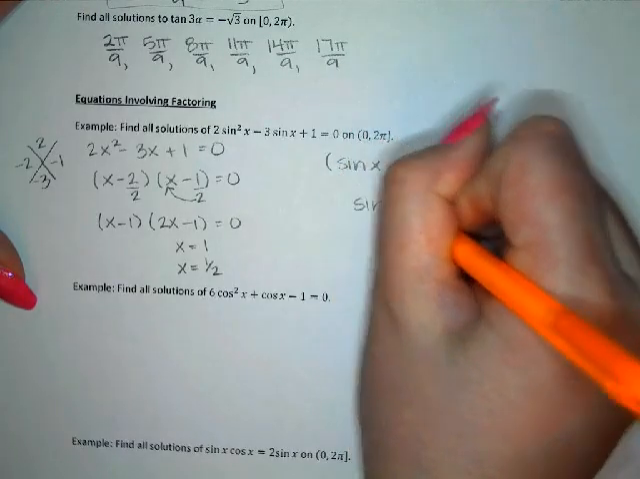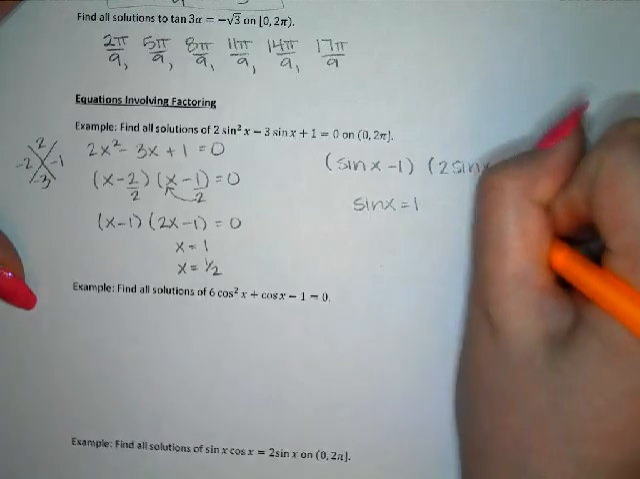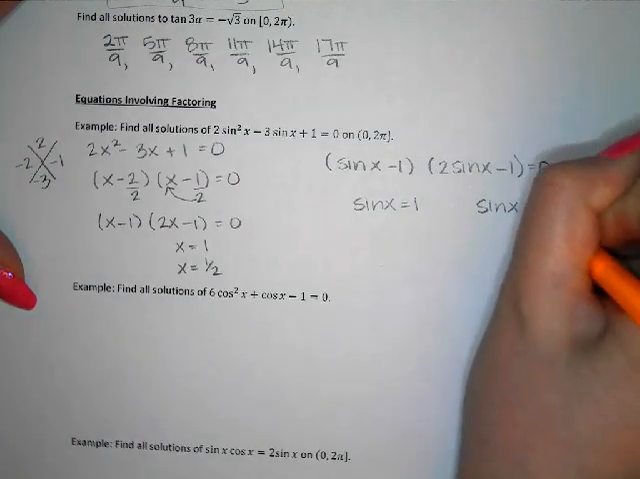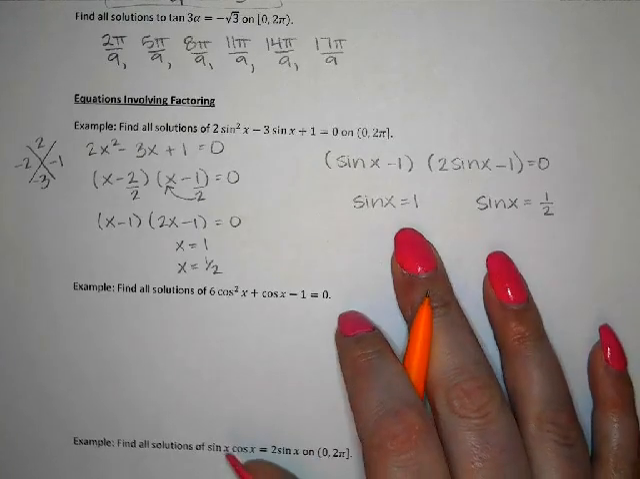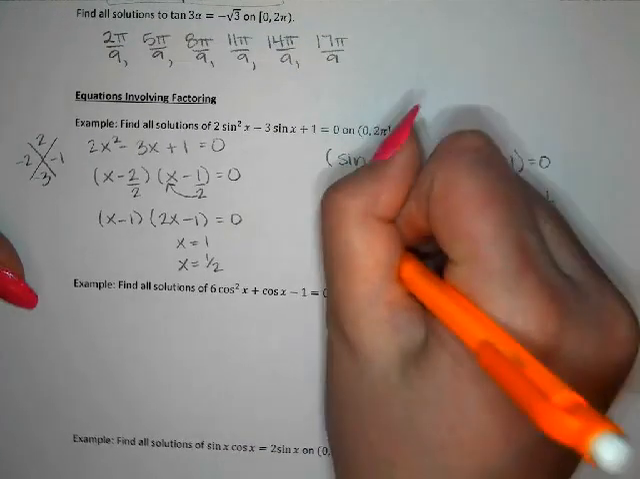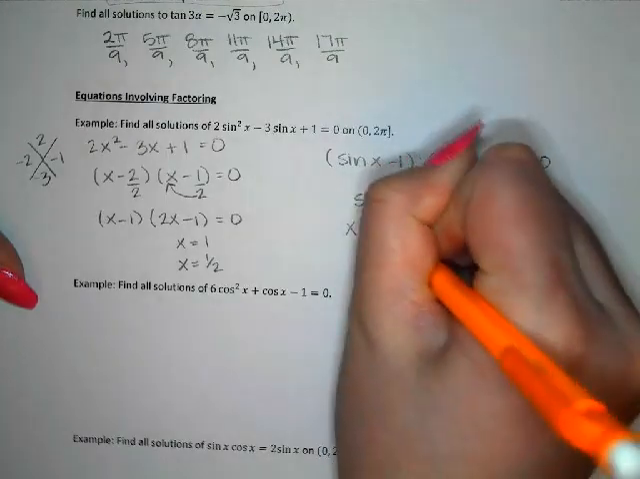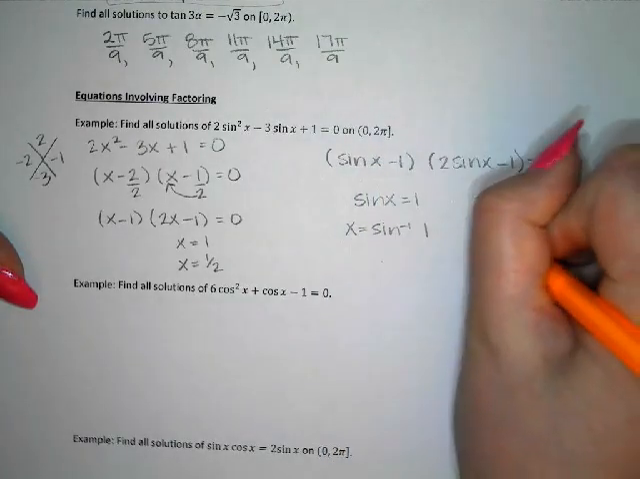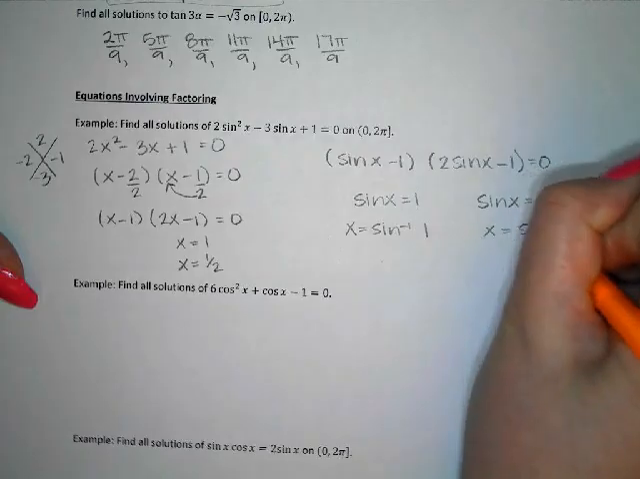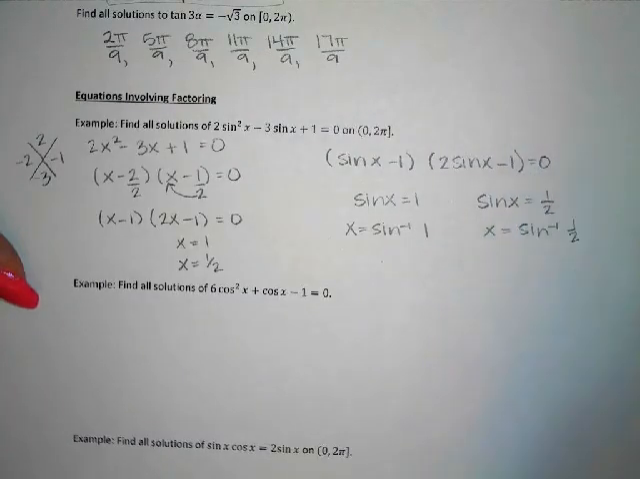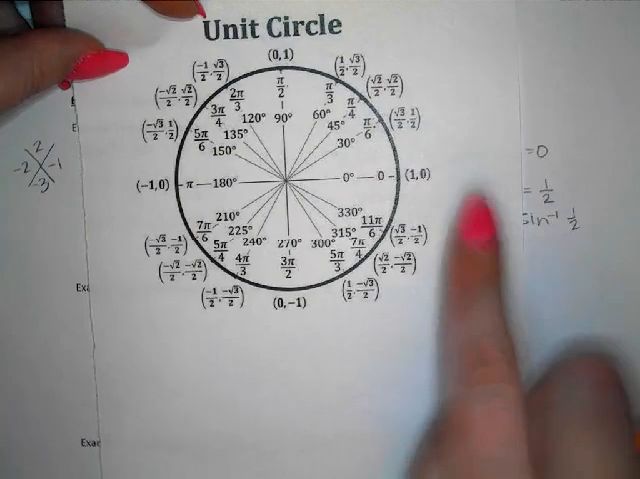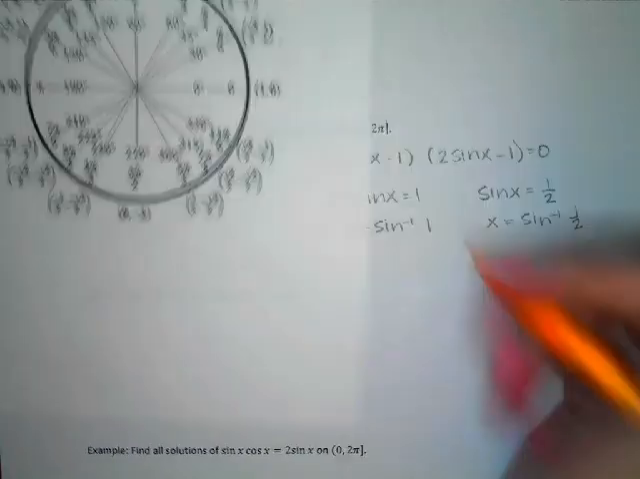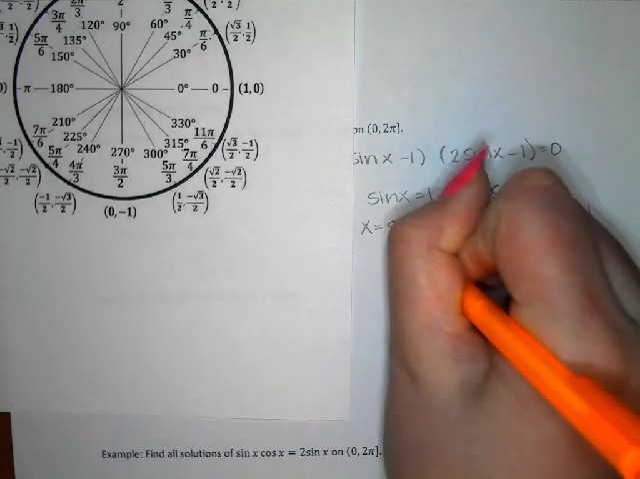And then now I can go ahead and grab my unit circle. So my angle is sine inverse of 1, and my angle is sine inverse of 1/2. And the instructions said to just find the answers on the unit circle. So sine inverse of 1 is pi halves. Sine inverse of 1/2 is pi sixths and 5 pi sixths.